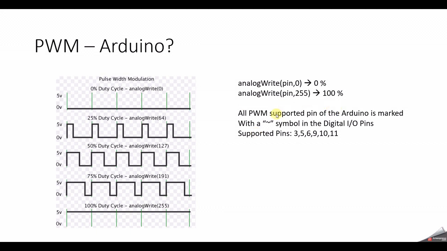All PWM supported pins of Arduino are marked with the tilde symbol in the digital I/O pins. The supported pins are pin number 3, 5, 6, 9, 10 and 11. So now let's see the circuit and how to program the Arduino.